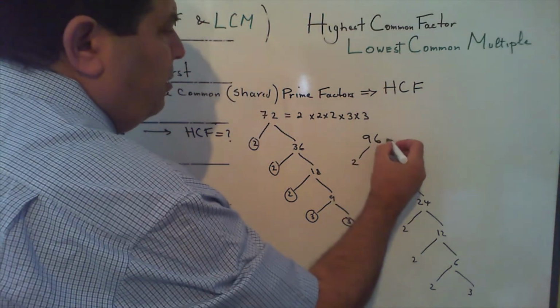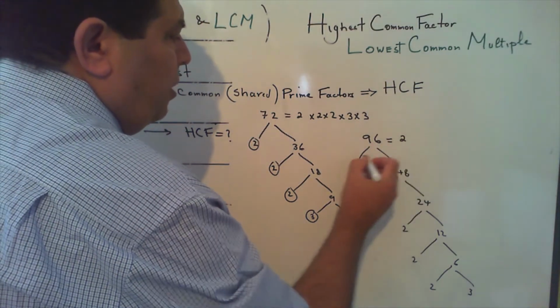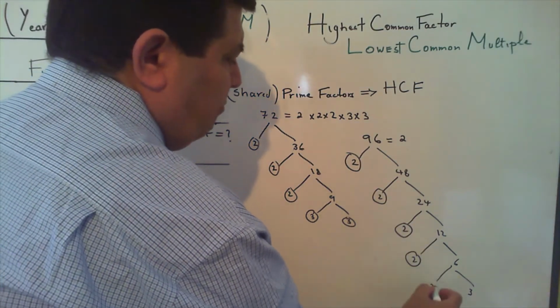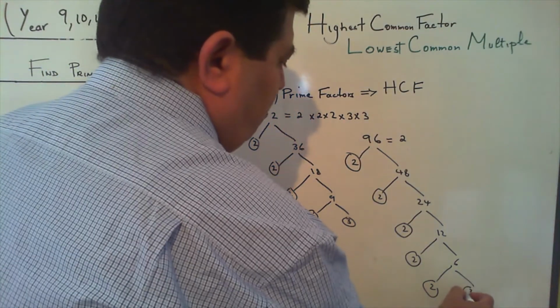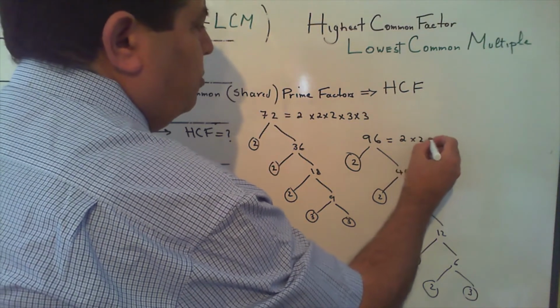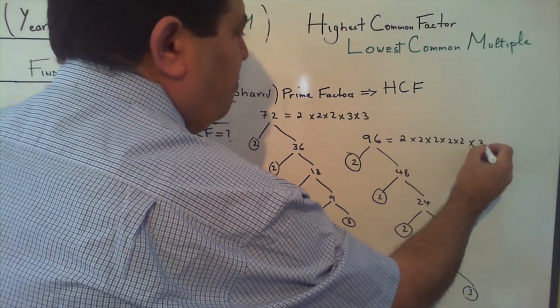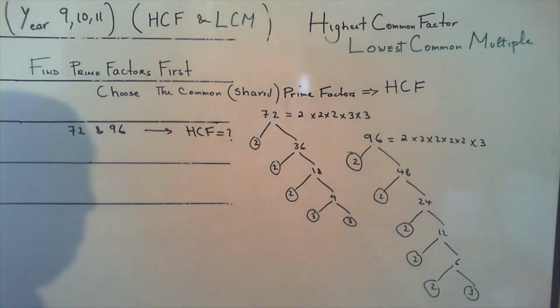So I can write 96 now. Can you see that? All the prime factors here. And how many 2's have we got? 5 2's and 1 3. So 2 times 2 times 2 times 2 times 2, 5 2's, and 1 number 3.